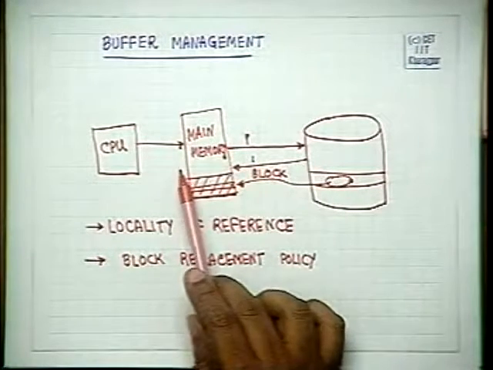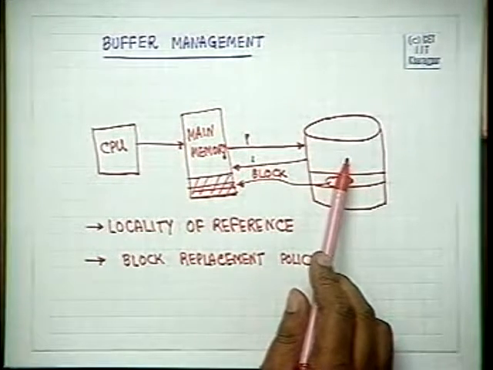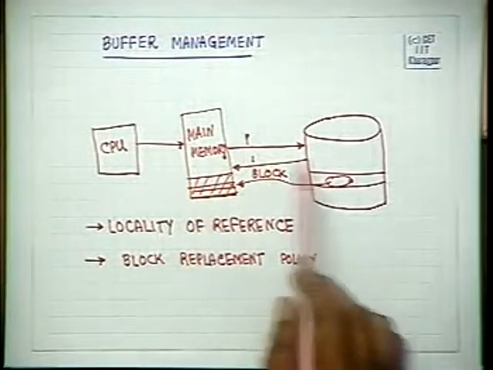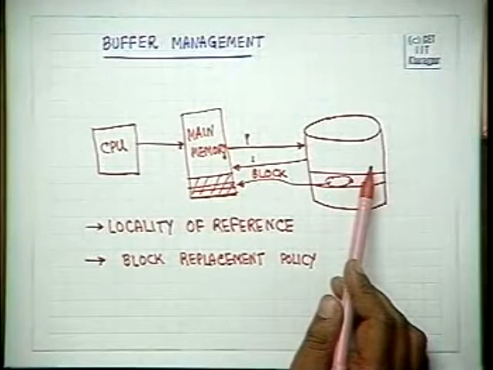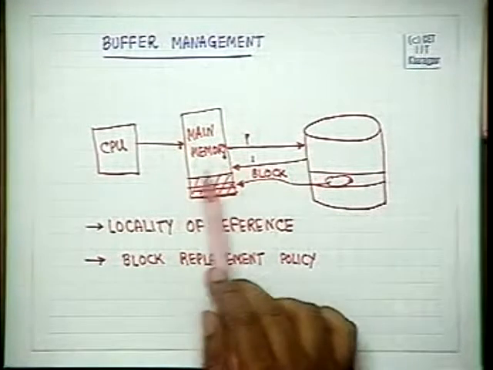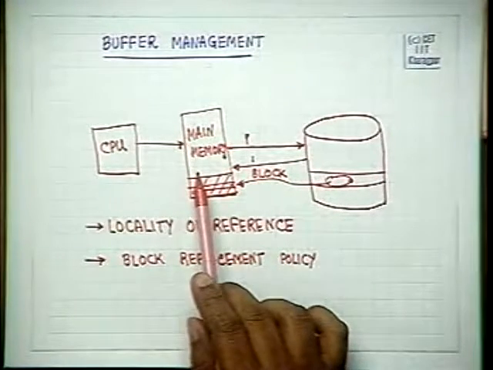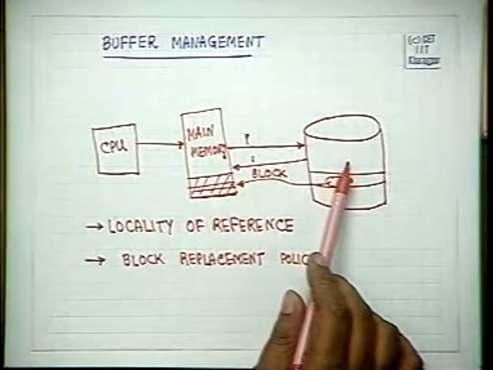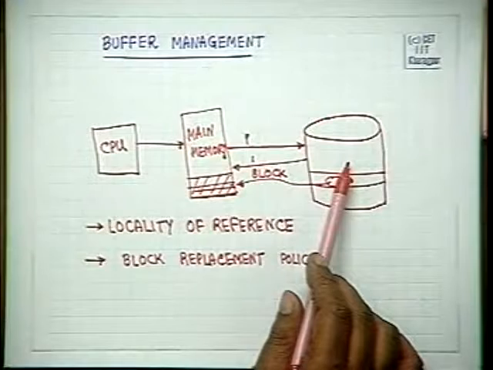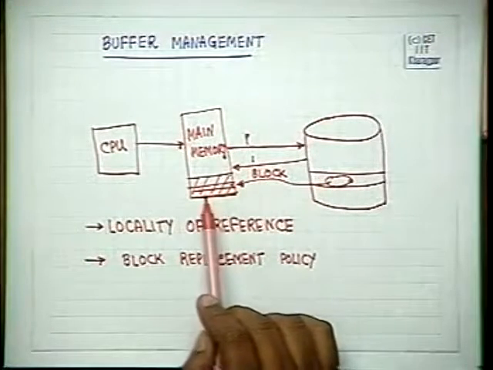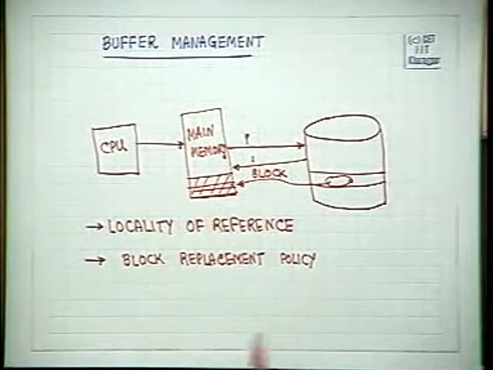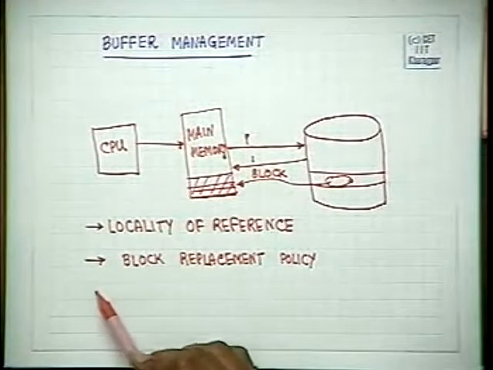What are the modified contents? The whole block has to be copied back. If it is not modified, then it's fine. Nothing has to be done, because whatever was there on the secondary storage, you have just brought it and read some information; you have not written anything here. But if you have written anything here, then you have to make sure you copy it back, and then you bring another one here. So, this concept of block replacement policy is very important, and you have to take care of the pinned and the unpinned records.